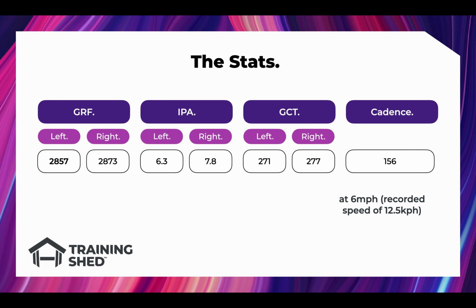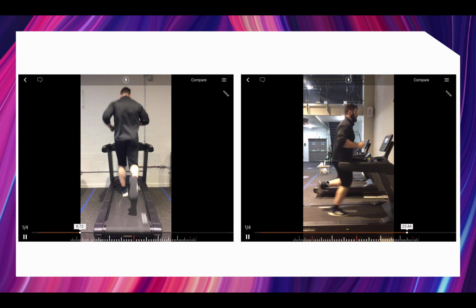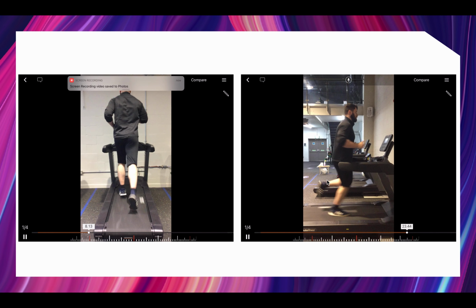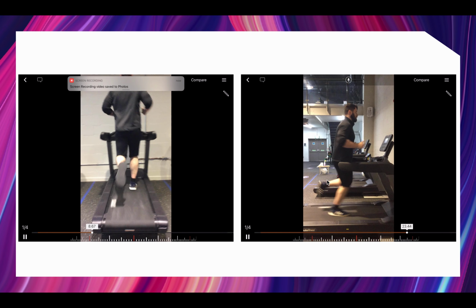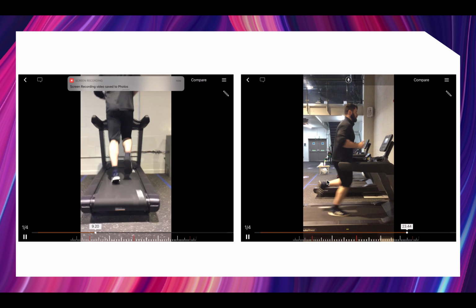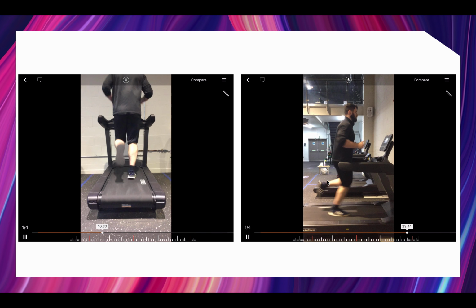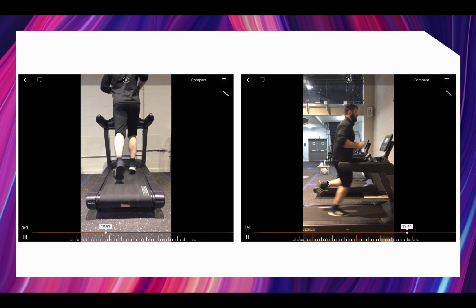So keeping these figures in mind, we've got this high ground reaction force, we've got this IPA in the normative range, ground contact time a little bit low, 10 milliseconds over what we need to be, and a low cadence. Let's look back at the videos. So do we know anything massively from this back view? Well, nothing too much that I want to draw attention to. When we go into the next webinar, we'll revisit these videos again and look at them in more detail.